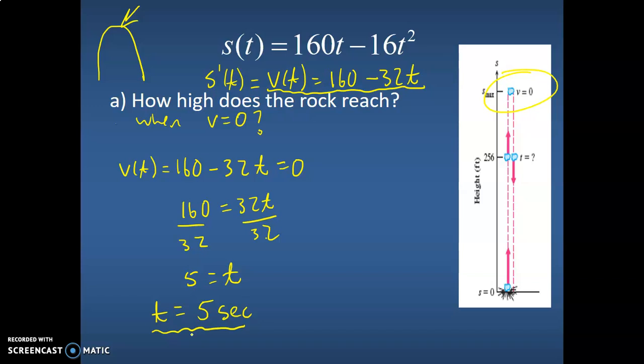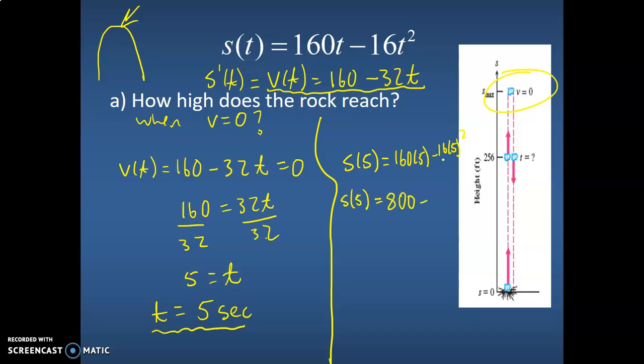So how high does the rock reach? I need to take that time and put it into the height equation, or the position equation. So I'm going to figure out what S of 5 is equal to. That's 160 times 5 minus 16 times 5 squared. 160 times 5 is 800, minus 16 times 5 squared, which is 16 times 25, which is 400. So S of 5 is equal to 400 feet. The max height would be 400 feet. Again, to answer this, you cannot just look at the graph. Yes, the maximum is at the point 400 if you look at the graph, but you won't get any credit on the AP exam.